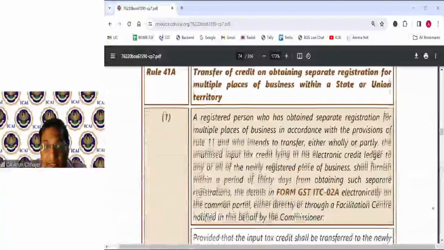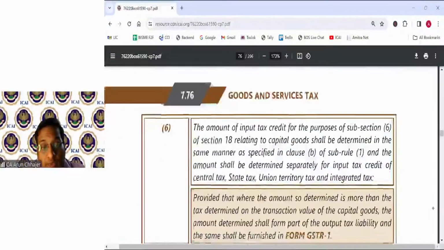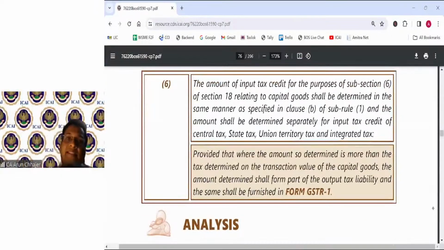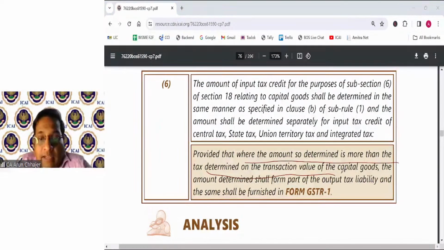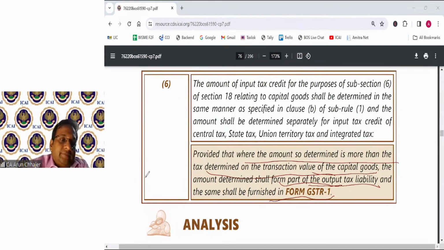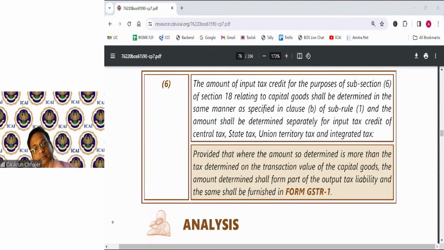Once more, confirm, is it clear to all? This point was very tricky, so I have explained. But it also provides that where the amount so determined is more than the tax determined on the transaction value, the amount determined shall form part of the output tax liability and the same shall be furnished in the GSTR. That is okay.